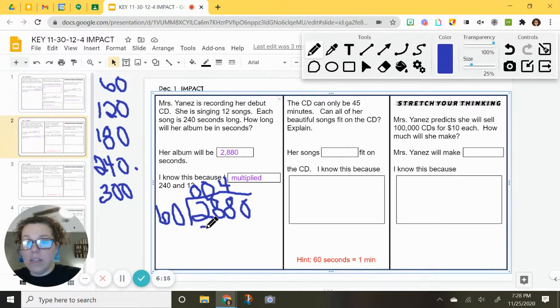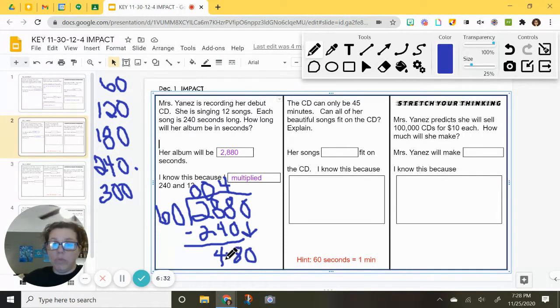4 times 60 is 240. Subtract. And then I'm going to bring down. Now, I'm left with 480, and I'm looking over to my multiples, and I'm seeing I don't have anything even close to it. The last multiple I left off with was 60 times 5. So I'm going to go ahead and continue with my multiples to see if I can find something that's closer.